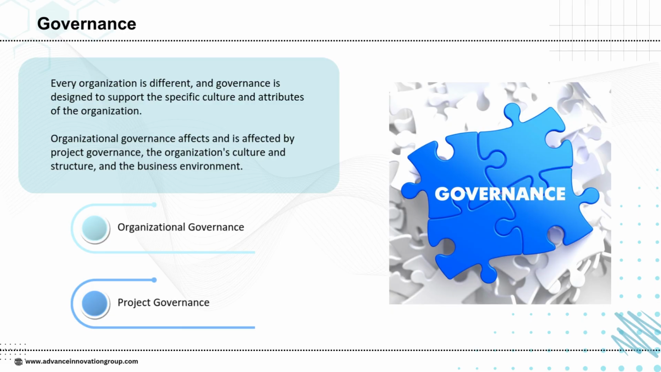At its core, governance can be viewed at two levels: organizational governance, which provides direction and oversight for the entire enterprise, and project governance, which ensures that individual projects are managed in a way that supports organizational goals.